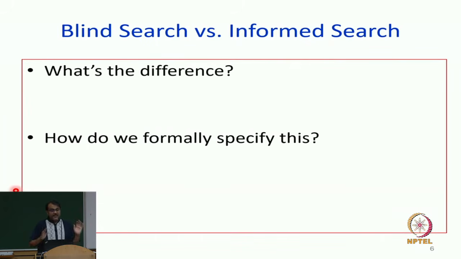And so, as we said, the difference between blind search and informed search is that in informed search we are giving some more information, but what information? What information could we give? Okay, that is the question.